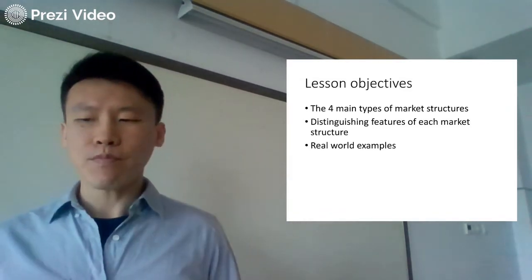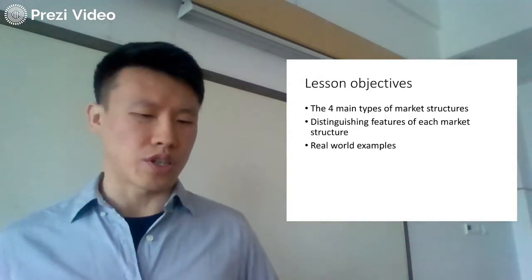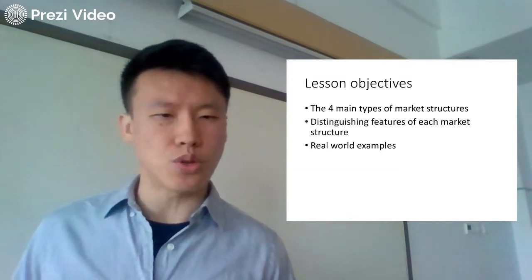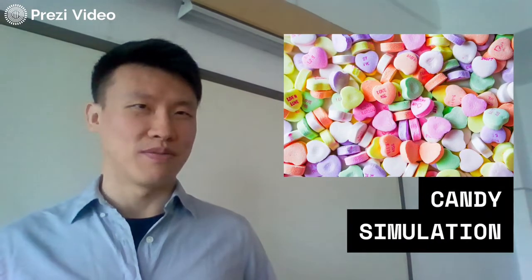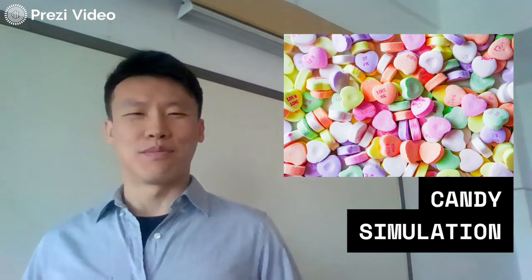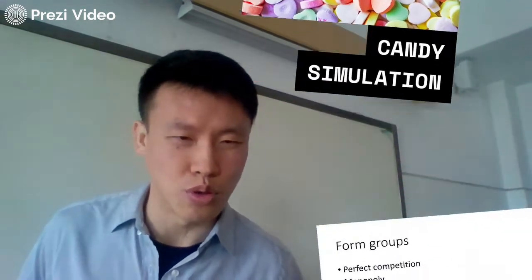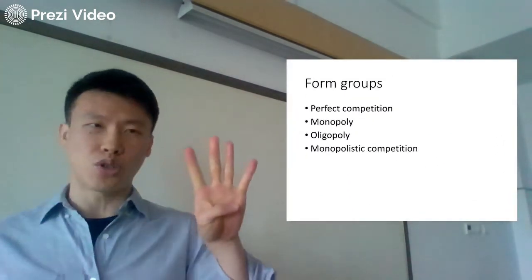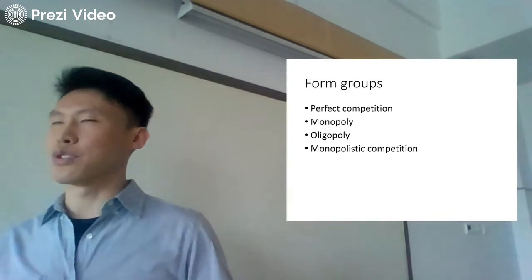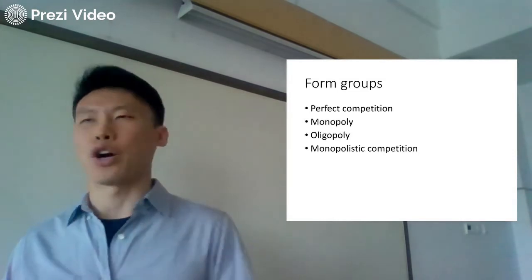Okay? So to demonstrate the four market structures and their features, we're going to run an activity called the candy simulation. All right? So this is how it's going to work. First, I need everyone to form groups. Okay, we're going to have 4 groups in total, and each group is going to represent one of the market structures that we'll talk about today.